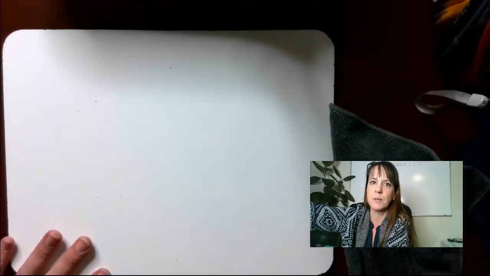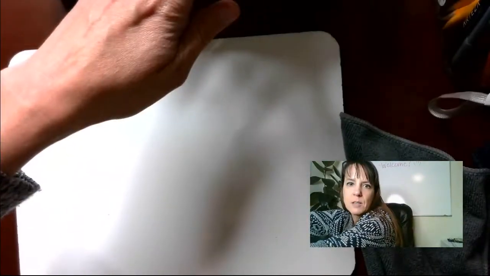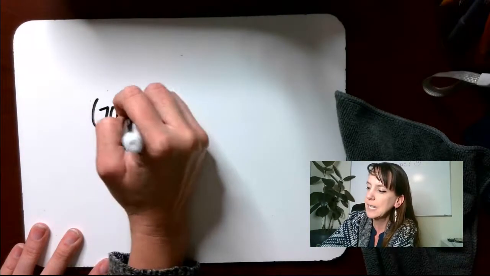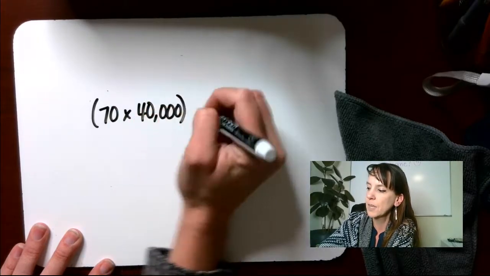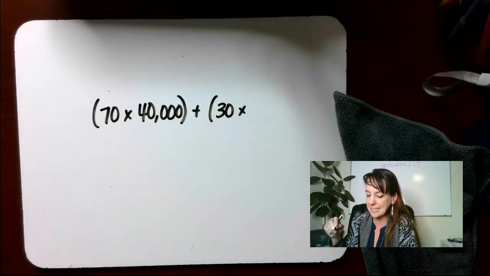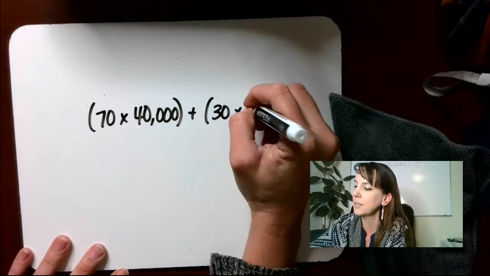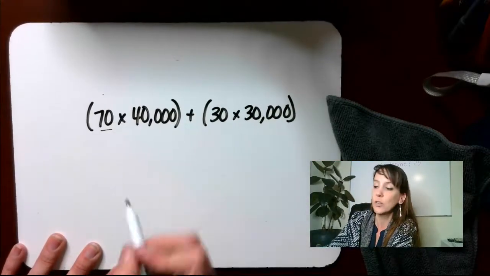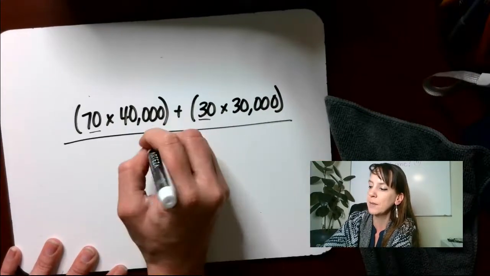Okay, guys, sorry, I had to make some adjustments there. So it was 70 people had been employed for 20 years, and at 20 years, the average salary was $40,000. So there's 70 people times that $40,000, plus 30 people had been employed for 10 years. So at 10 years, the salary was $30,000. So again, we want to add this and this right here. That's a total of 100 people. So we're going to divide by 100.